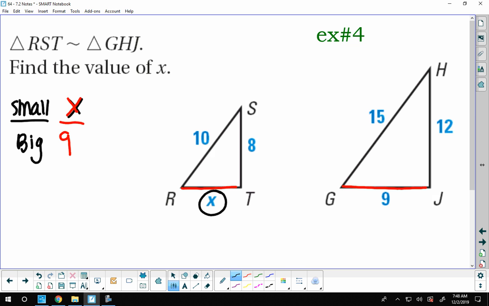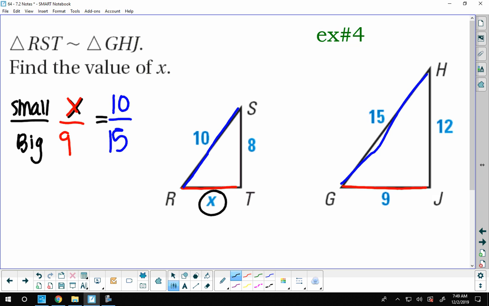So we have to keep that ratio consistent. If we do small over big for the first ratio, we have to do small over big for the second ratio. And this is where a lot of people tend to make mistakes. So we did x over 9. Now we have to go back to our small triangle. It does not matter which side you pick as long as you know both sides here. So we could pick the 10 or the 8. I'm going to pick the 10 because I like to multiply by 10 better. So 10 in the small triangle corresponds to 15 in the big triangle.